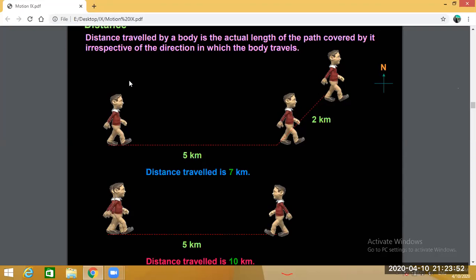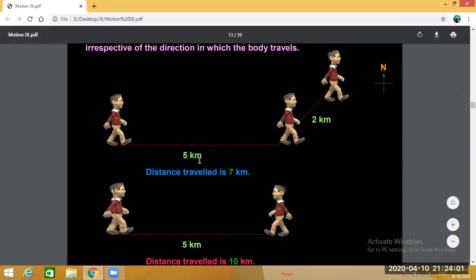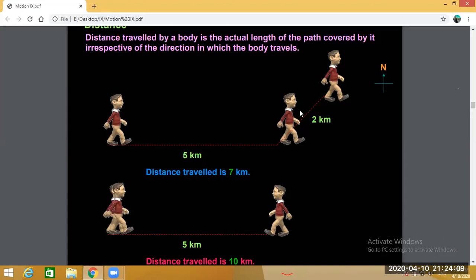Look at this: a person starts moving along a straight line in this direction and covers a distance of 5 kilometers. Then the person changes direction and moves in this direction 2 kilometers. So the actual path followed by the man is in this way, in this way. The actual path length will be the sum of 5 kilometer plus 2 kilometer. So altogether the distance traveled by the man is 7 kilometers.